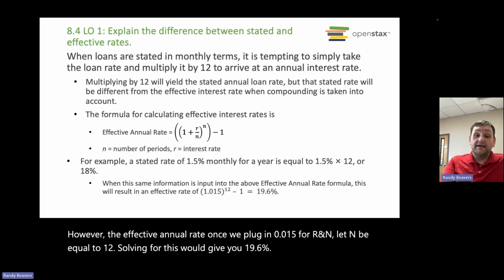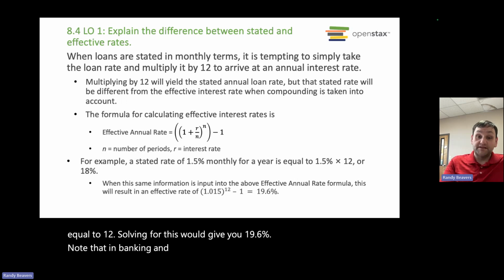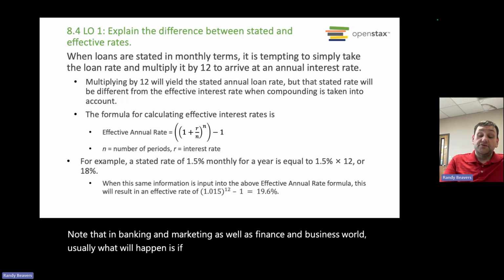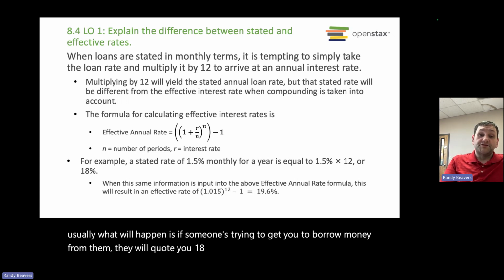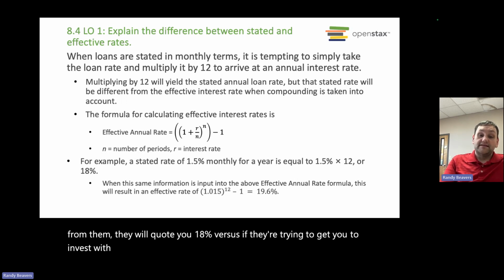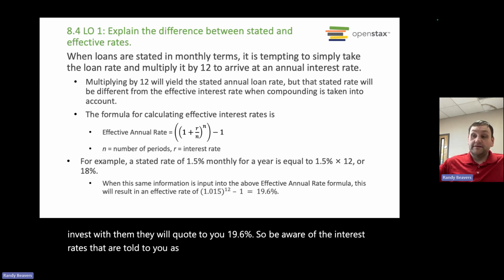Note that in banking and marketing, as well as the finance and business world, usually what will happen is if someone's trying to get you to borrow money from them, they will quote you 18%, versus if they're trying to get you to invest with them, they will quote you 19.6%. So be aware of the interest rates that are told to you as well as how they're compounded.